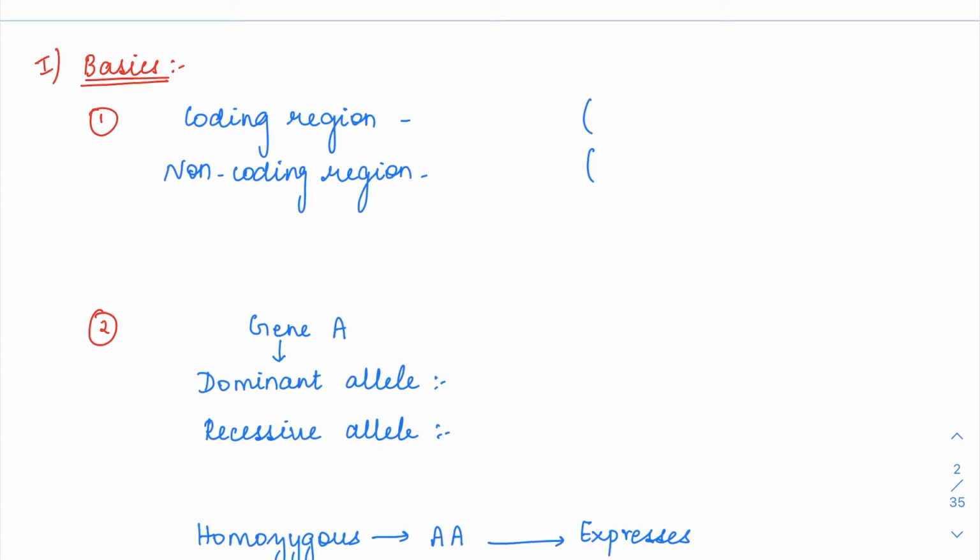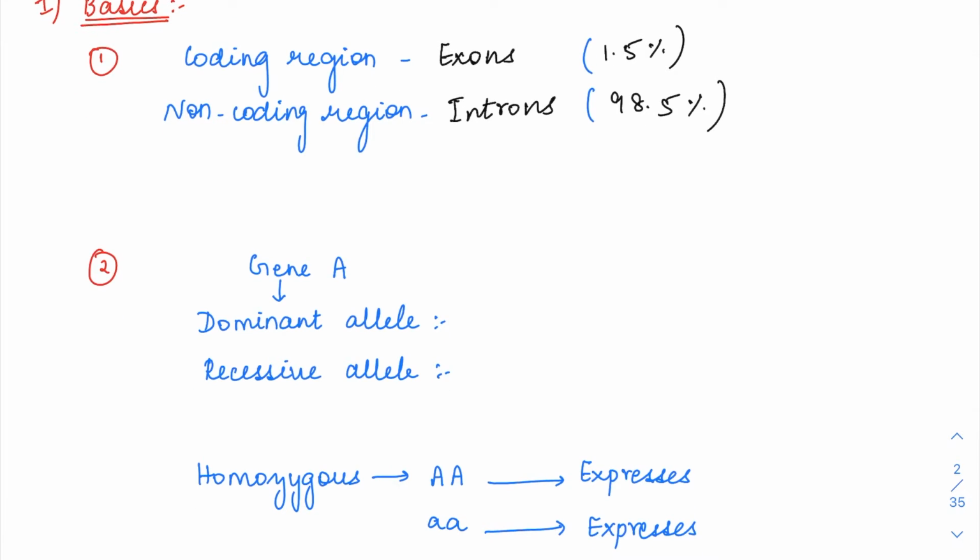So in a gene, we have a coding region and a non-coding region. This coding region is called the exons, and non-coding regions are called the introns. The coding regions compose only 1.5 percent, while the non-coding regions, that is the introns, compose the rest of the 98.5 percent. So the maximum amount of the DNA is composed of the non-coding regions. In non-coding regions, we usually have the microRNAs, long non-coding RNAs, transposons. All these help in regulating the gene. Okay, so these introns compose the maximum part.